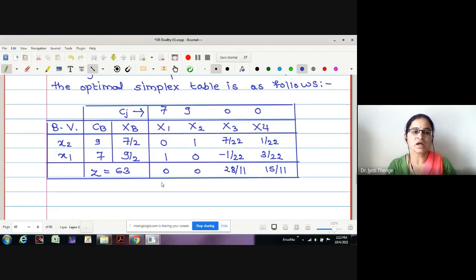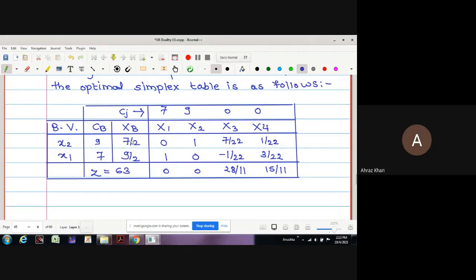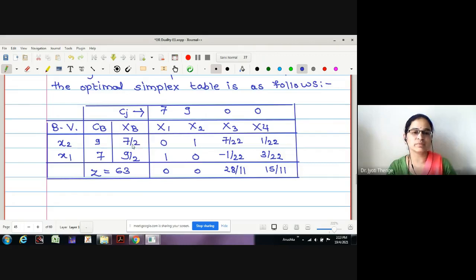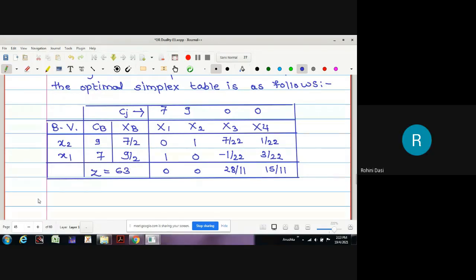Now here, the value of x1 is 9 by 2, x2 is 7 by 2. What are their fractional values? 1 by 2 is 0.5. This is 4.5 and this is 3.5. Now we are going to select the row which gives the maximum fractional part, for the construction of the Gomory constraint. Is that okay to everyone?